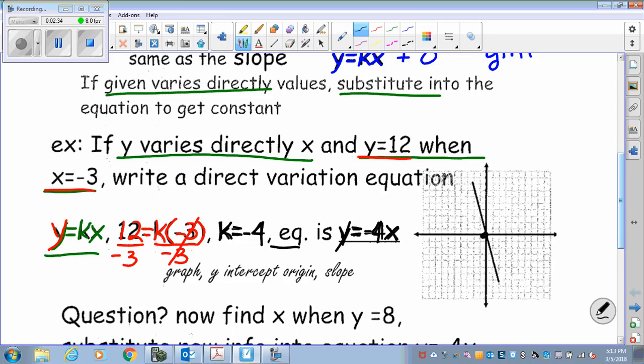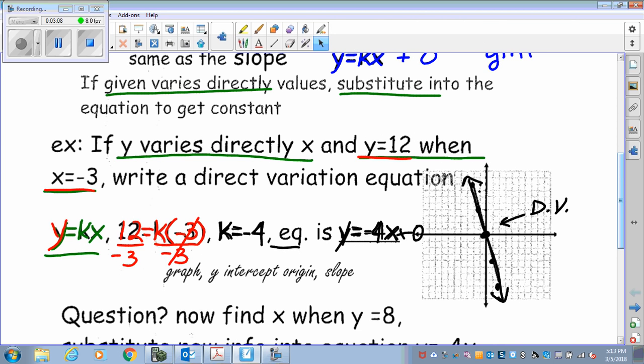And that would look like the graph of this, because it's plus 0, so it goes through the origin. But my slope is down 4, 1, 2, 3, 4, and over 1. Or I could go up 4 and left 1, because a positive divided by a negative is a negative, and I would get that negative slope. So if I see a straight line going through the origin, that is a direct variation.